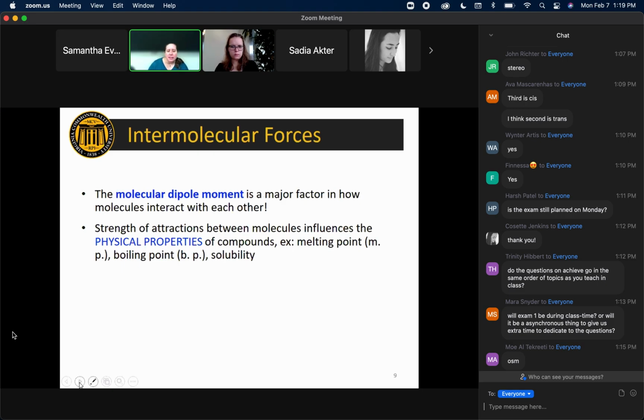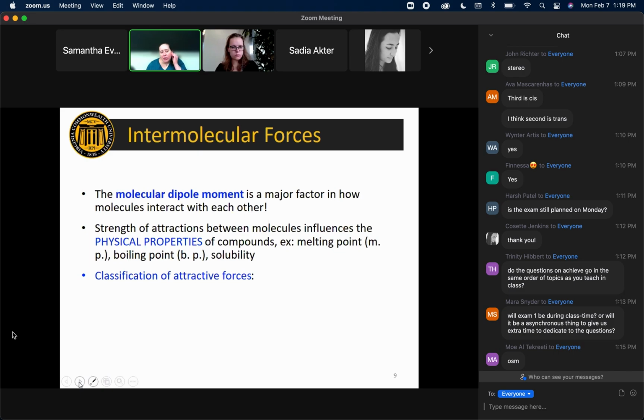And what we find is that this is kind of cool, I think. We're looking at fundamental properties that we can just predict based on the structure, which we know how to draw because we know how to draw Lewis structures. And we can use these dipole moments to begin to predict actual physical properties of compounds. So trends in boiling point, for example, or trends in solubility.